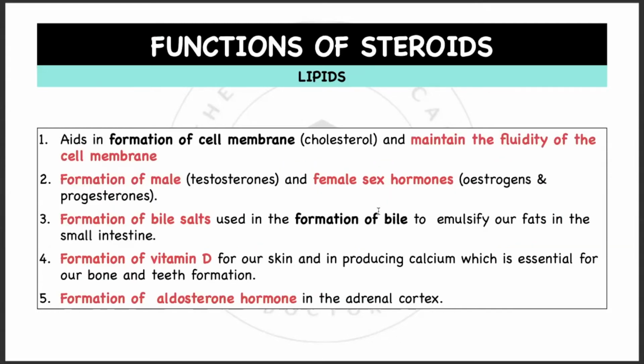So some functions of steroids. First of all, it aids in formation of cell membrane, and this is the cholesterol. It maintains the fluidity of the cell membrane. Now, just some side note about cholesterol. Although it is useful, when it exceeds the normal levels in the body, most of the cholesterols in the blood are surrounded by a layer of phospholipids, in which the proteins are embedded to form low-density lipoproteins, LDLs.